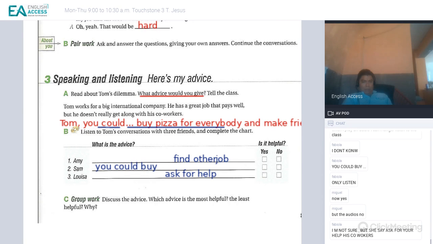Three. Louisa. You know, Tom, I was thinking about your job, and I've thought of one thing you might want to do. You mean about my coworkers? Uh-huh. Really? Yeah, listen, why don't you ask them for advice about something? I mean, everyone loves giving advice, right? I bet you anything they'll try to help. If I were you, I'd give it a try. The program continues on the next CD.